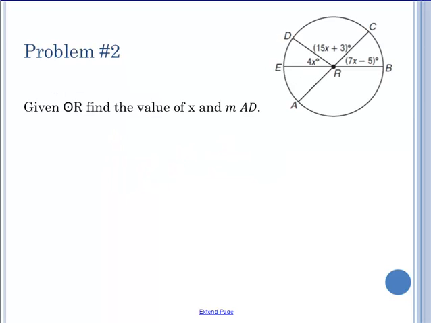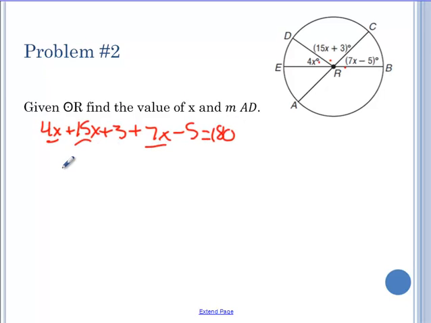So, given this circle, find the value of x, and then find the measure of AD. So we have to find AD. So what I know is these 3 angles that have measurement with x are all forming a straight line, so they all add up to 180. So I could take all of them and physically add them all to 180.